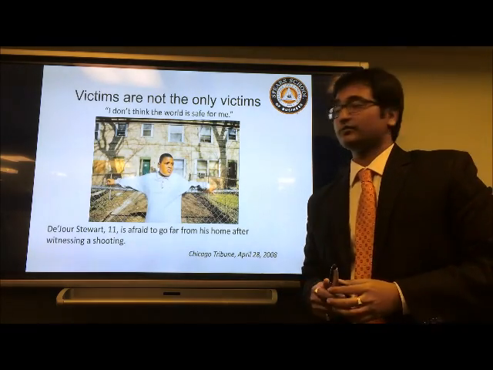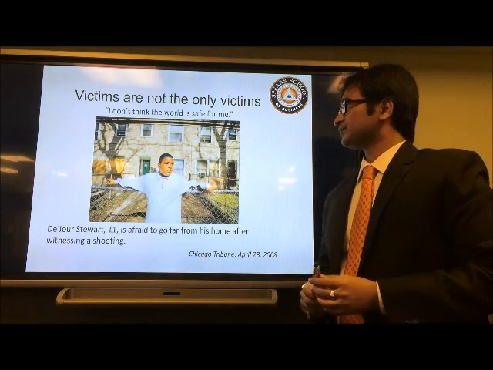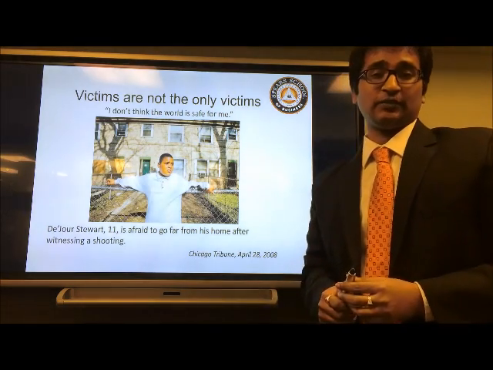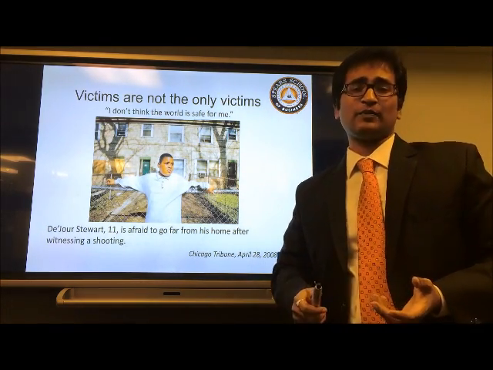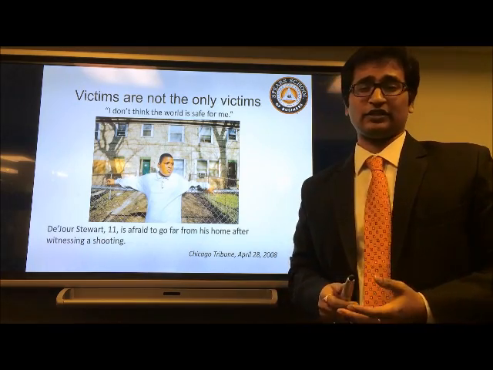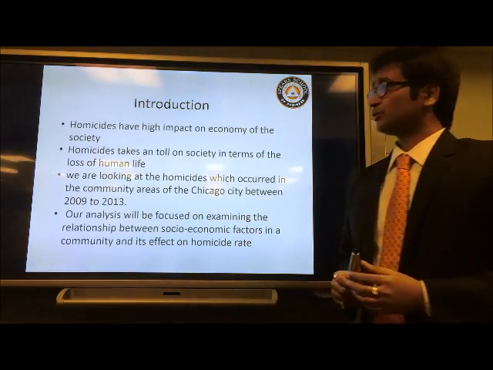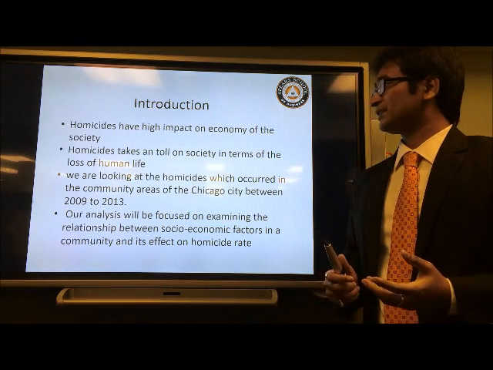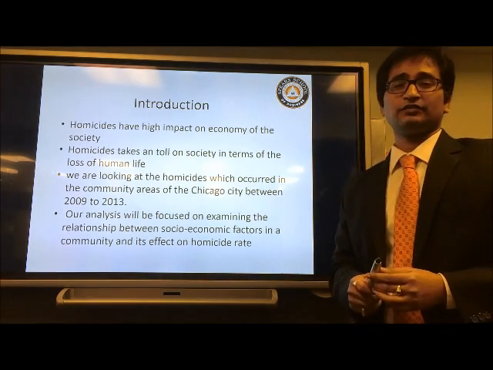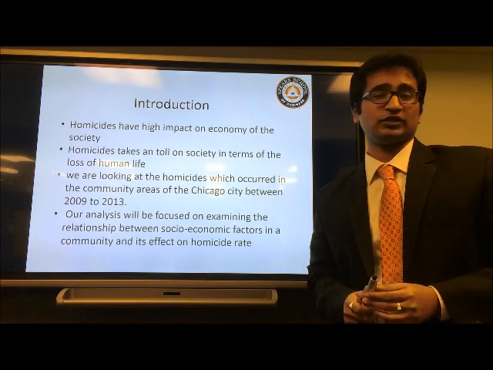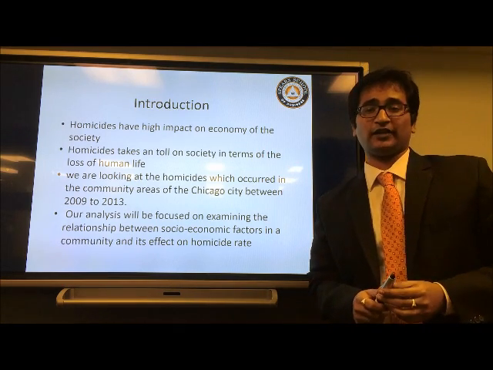Now, there's a saying that victims are not the only victims, and this is a very relevant statement. In our community, when any crime happens, it not only affects the victim, it affects the entire community. To start with, homicides have a very high impact on the economy of society, and we all know that homicides take a toll on society in terms of loss of human life.